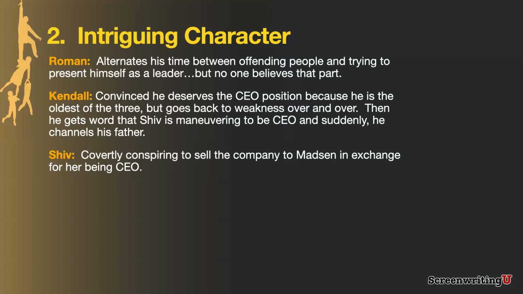Now, Shiv, on the other hand, I would say she's the one who learned the most from her father. So she is covertly conspiring to sell the company to Madsson in exchange for her being the CEO. And she seems to be able to hold it together in the midst of this, which is pretty incredible, because there's a lot of pressure, a lot of confusion, a lot of things going on, and yet she maintains her course. Now, the other problem, of course, is she's lying to both of her brothers throughout that whole thing, and that doesn't seem to bother her at all.